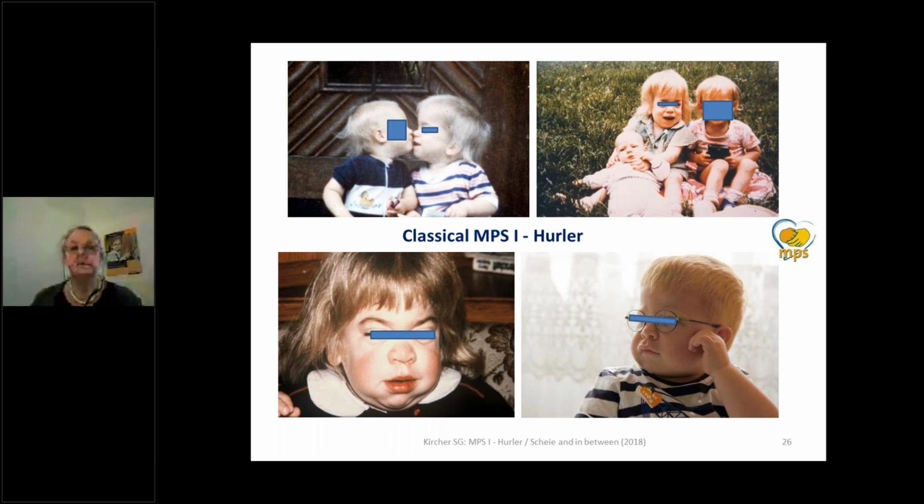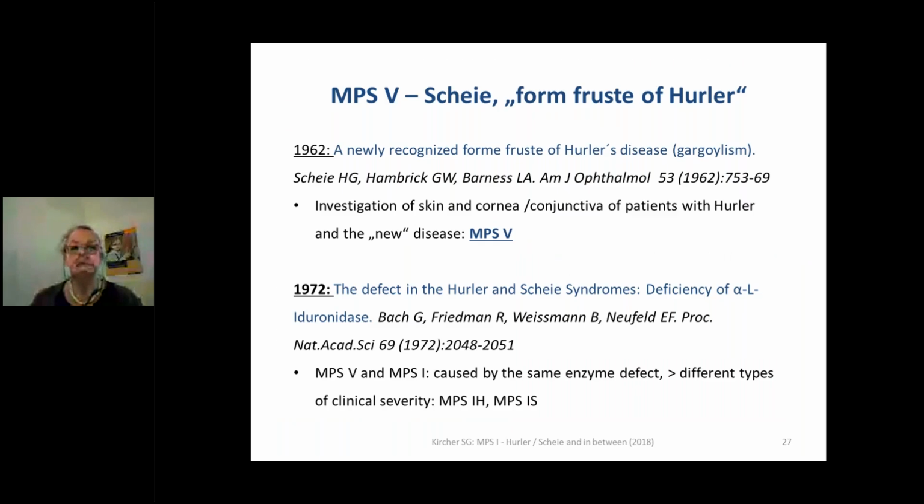But we also have to speak about Scheie, and Scheie was at the beginning thought to be a different MPS type. It was called the form fruste of Hurler. It was in 1962 when Scheie and co-workers described a form fruste of Hurler's disease, and this was due to the investigations he made on skin and cornea and conjunctiva of patients with Hurler, and he compared it with Scheie patients, and therefore this disease was called MPS type 5.